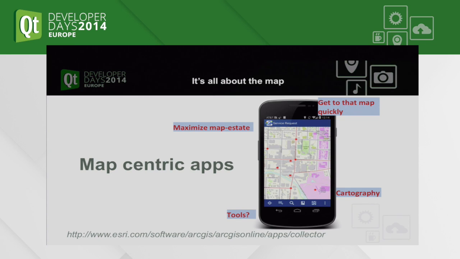You want to be able to maximize the estate that you have for the map, because they will mostly interact with the map to add little points and describe what they want to add on the map so they can share that data back with their colleagues, right? So they're just collecting data. So this is an app called Collector. You can read a bit more about it using the link below.